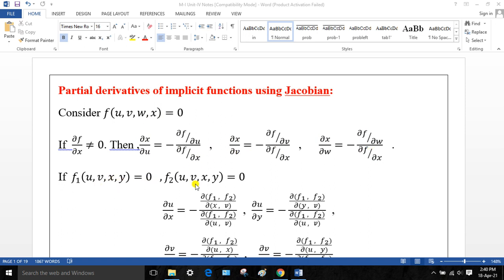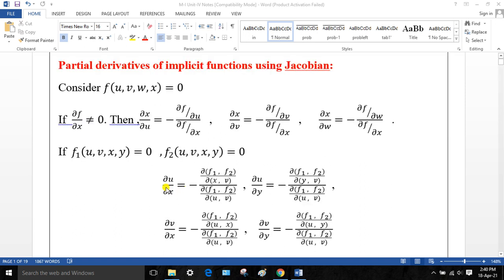But suppose there are two functions, or we can say two equations are given. Then from those two equations you have to form two functions. I name them f1 and f2. Now for these functions I have to find del u by del x. There are two functions now, and I have to find del u by del x. The same logic again we are applying. There is again a negative sign. We have to take the entry of those two functions now, by taking del of f1, f2, and here also del of f1, f2.